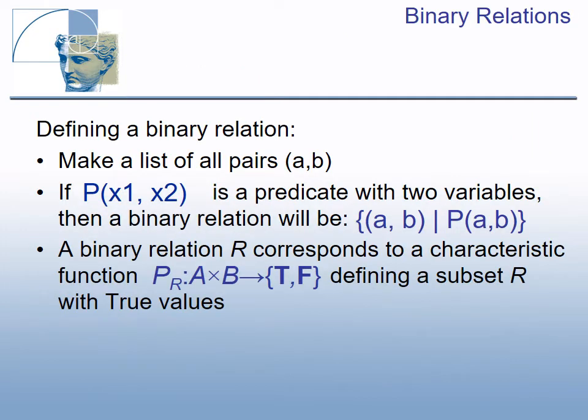Let's define a binary relation. First of all, we need to make a list of all pairs (a, b). If P(x1, x2) is a predicate with two variables, then a binary relation will be the following. A binary relation R corresponds to a characteristic function defining a subset R with true values.